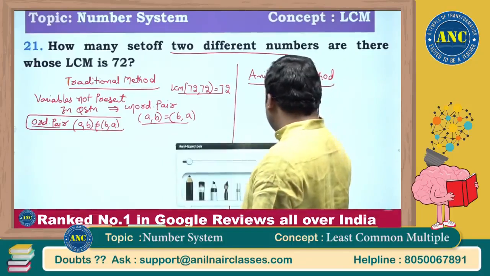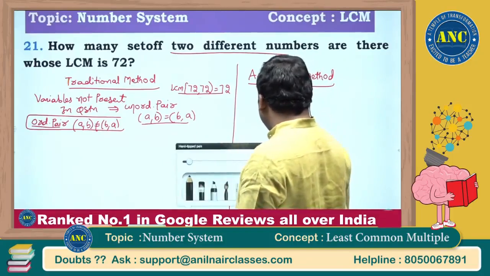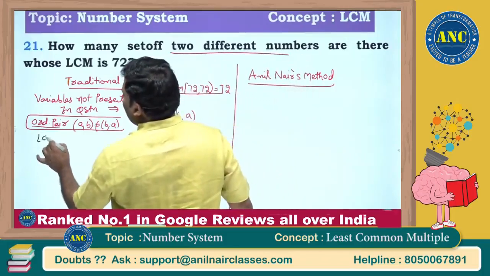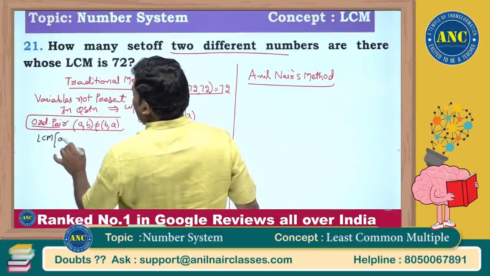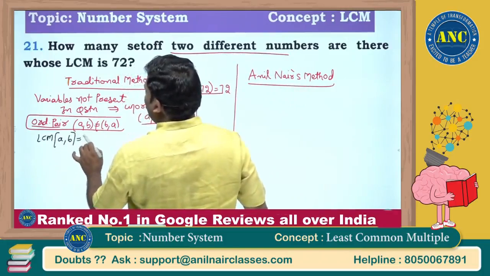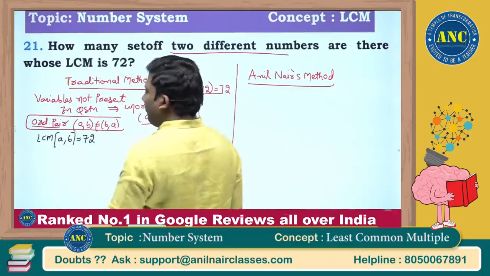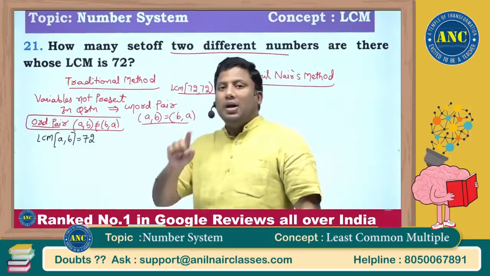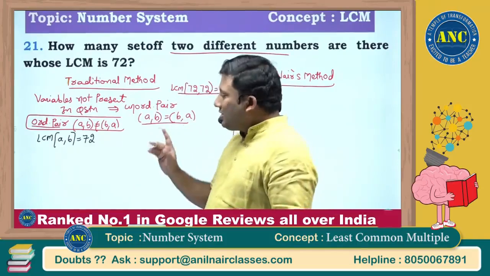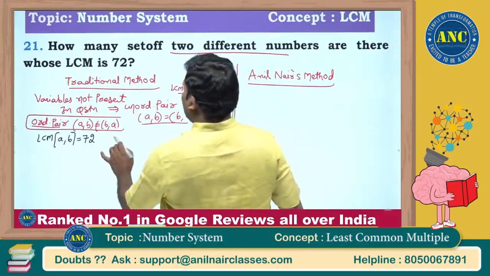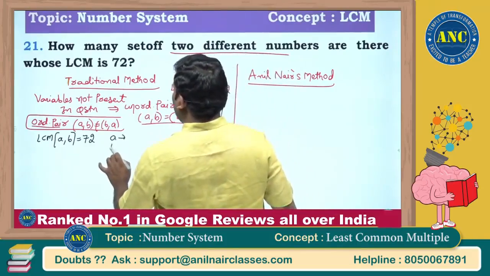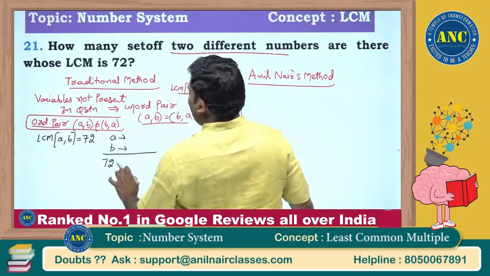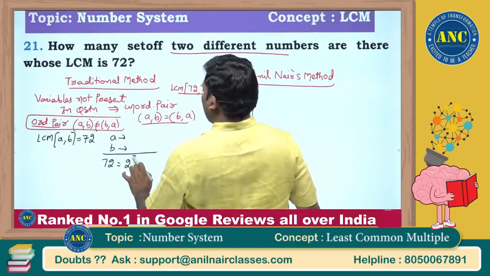How am I doing it step by step? Listen carefully, sir. Step number 1. In ordered pair, first I will do. Let the two numbers be A and B. LCM of A comma B is equivalent to 72. We do not know anything about A, we do not know anything about B. But what we know is the LCM of A comma B is 72.